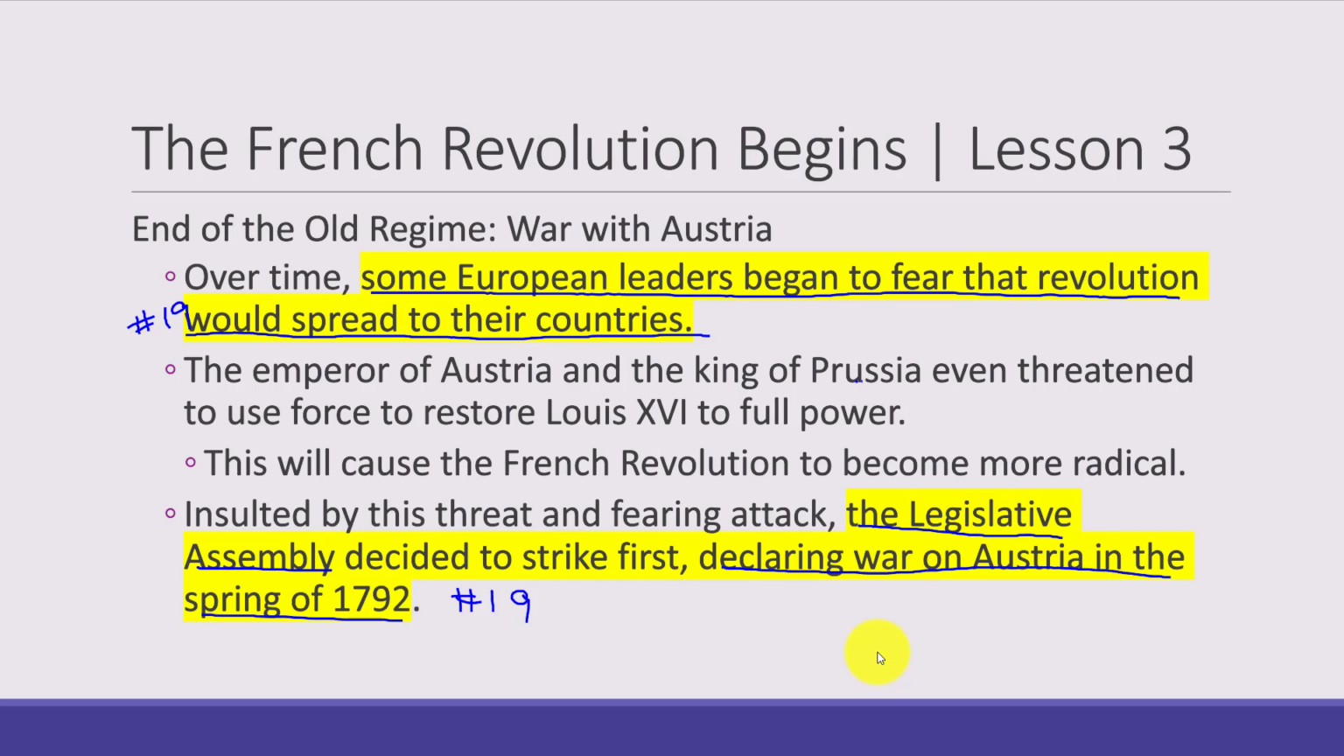And hearing this attack, the Legislative Assembly decided to strike first, and they declared war on Austria in 1792. And that's part of your answer for number 19 as well.